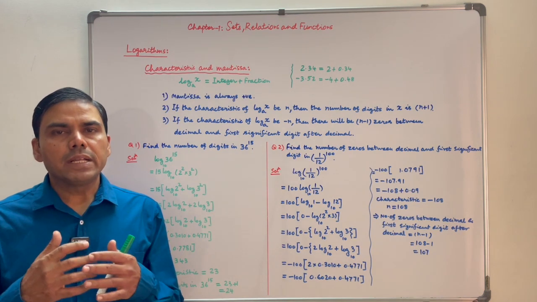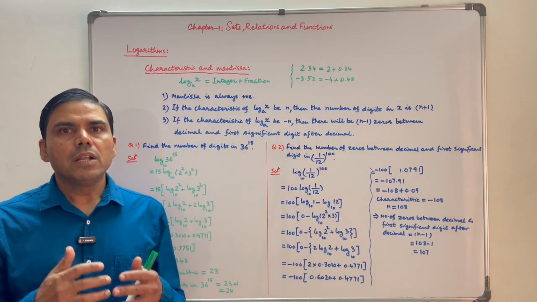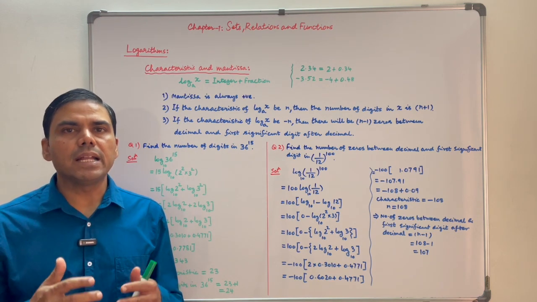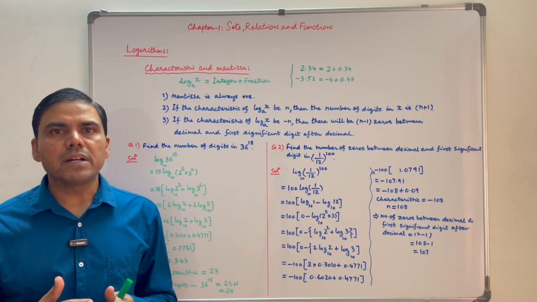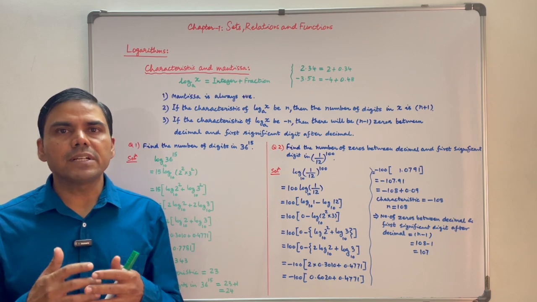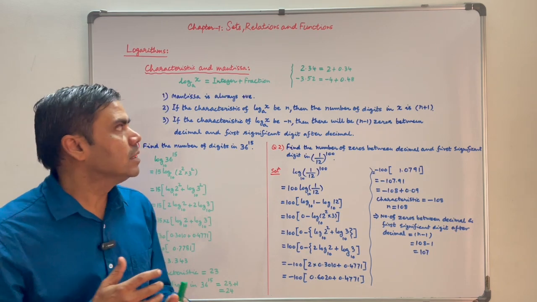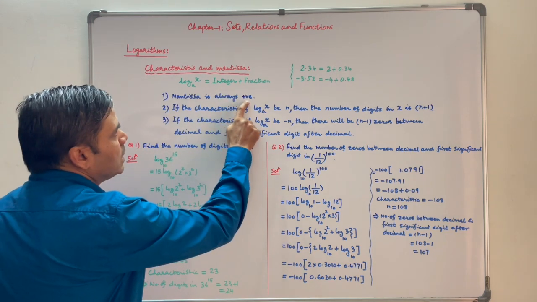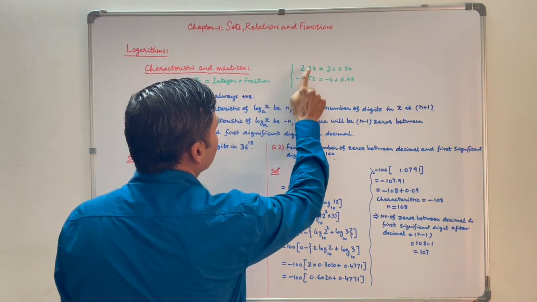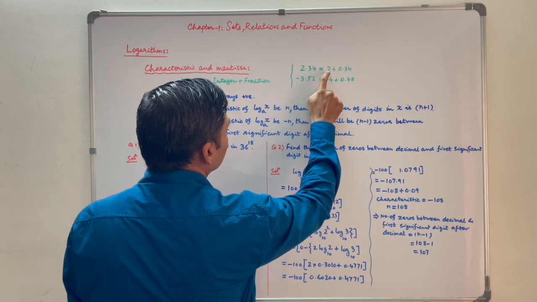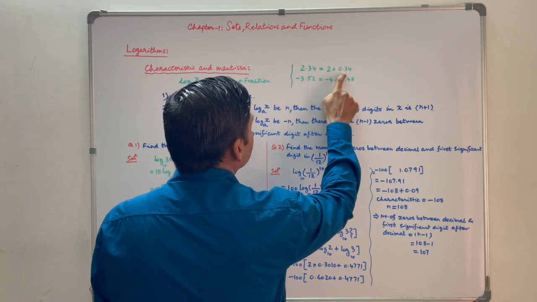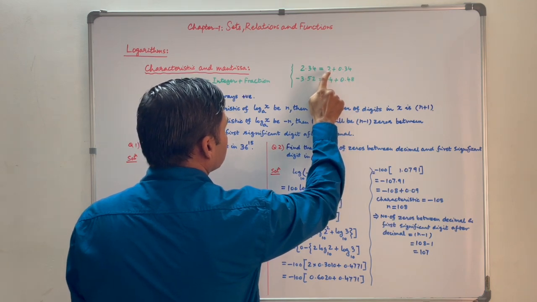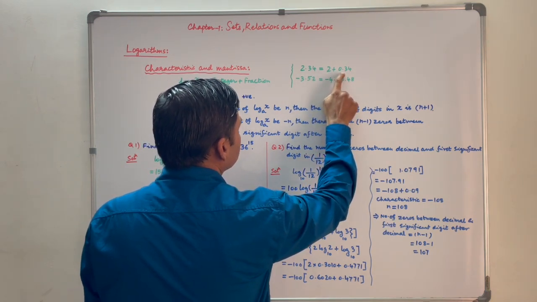Now let us talk about characteristic and mantissa. Logarithm of a number can be divided into two parts. One is integer, another is fraction. Integer part is known as characteristic and fraction part is known as mantissa. Point number 1. Mantissa is always positive. If the logarithm of a number is 2.34, so it can be written as 2 plus 0.34. This is the integer, this is the fraction part. So characteristic is 2 and mantissa is 0.34.